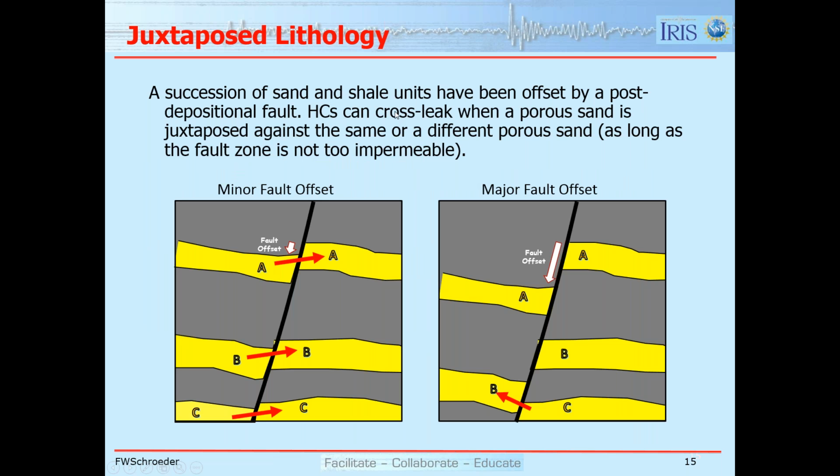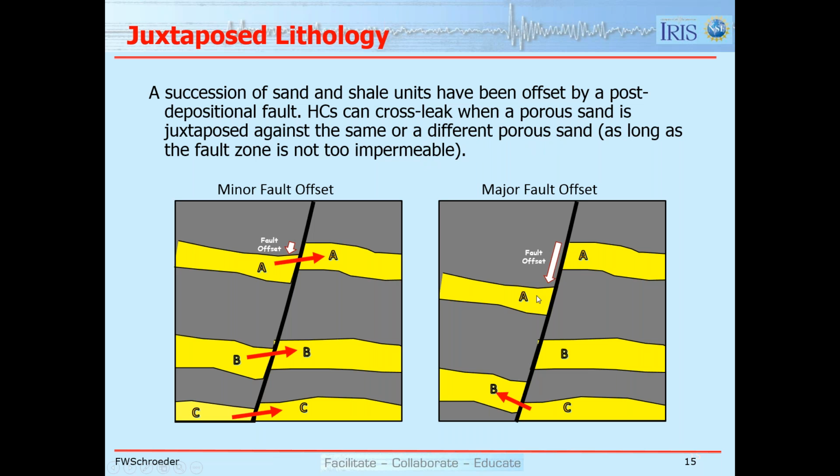Hydrocarbons may be able to leak across from a porous sand if it's juxtaposed against either the same sand body, as sand body A is juxtaposed against A, we have the possibility for cross-fault leak. B can cross-fault leak as well, and so can C. Or we can have a different porous sand that could cause us to have cross-fault leak.